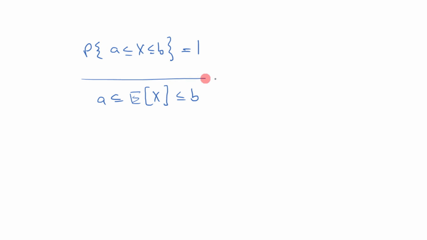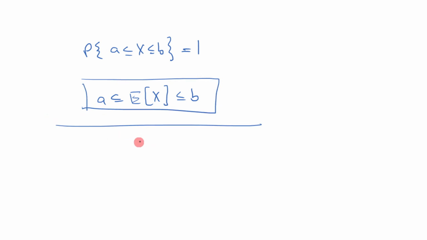Now let us explore some more properties of expectations. Let's suppose you have a random variable whose range is from A to B and its probability of sample space is equal to 1. Then this random variable will have a first order expectation, or average, within the range from A to B.